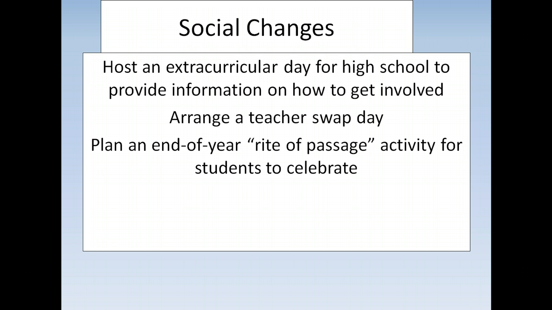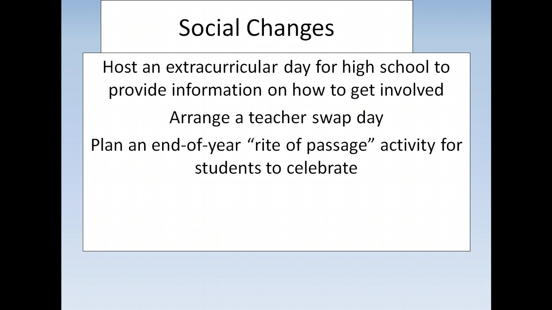You could also host an extracurricular day for the high school coaches and club sponsors to visit the middle grades and talk to them about expectations that they have for members of their particular groups and some of the highlights of the things that they do.